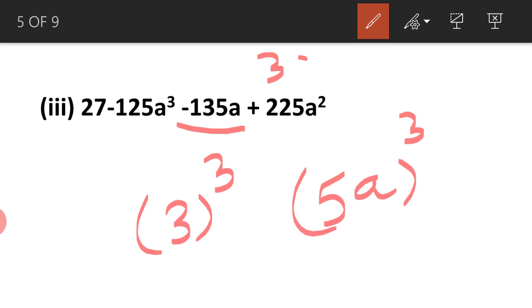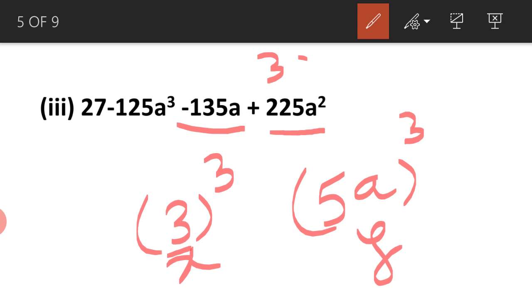So now here x is 3 and y is 5a. So if you do x square, it will be 9. 9 into 5, 45. 45a into 3. Yes, minus 135. It is matching. Similarly, verify for 225. Is it 3xy square? So 3 into y square. y square is 5a whole square, that is 25a square. So 25 into 3, 75, and 75 into 3, 225.